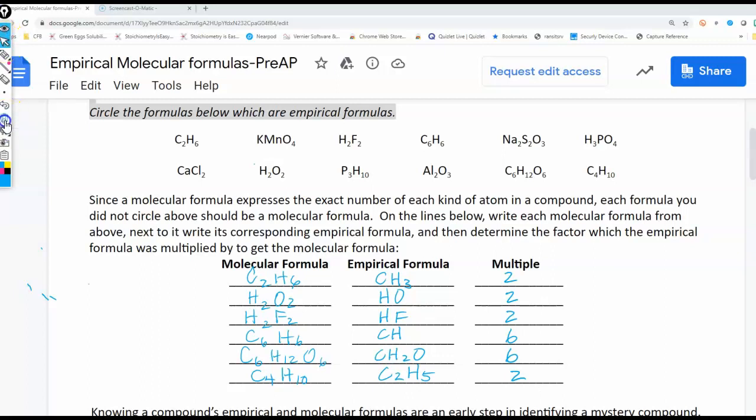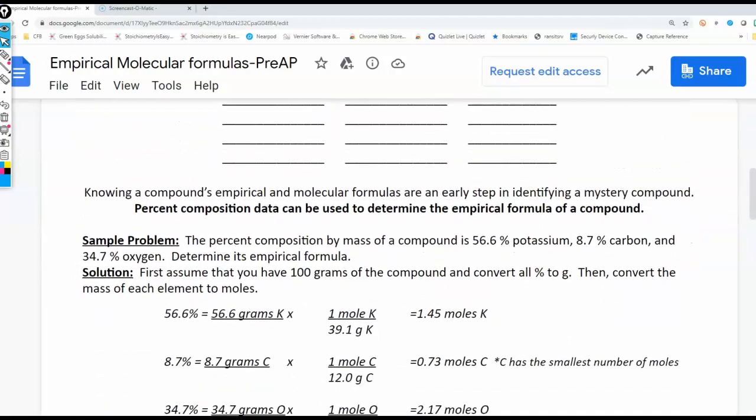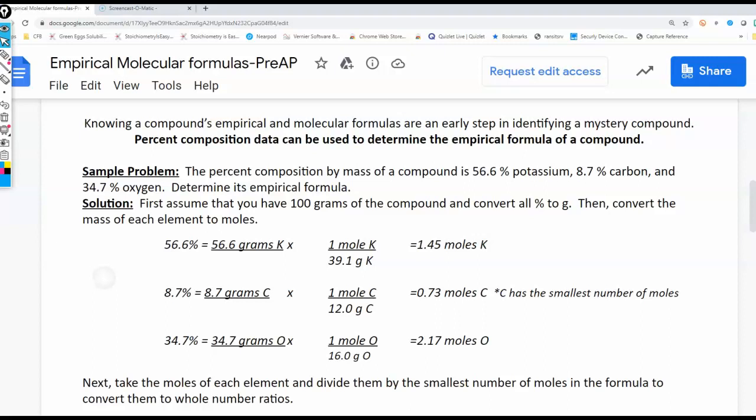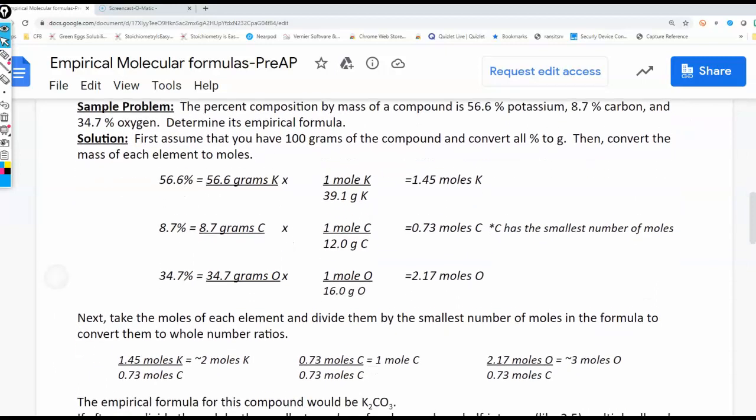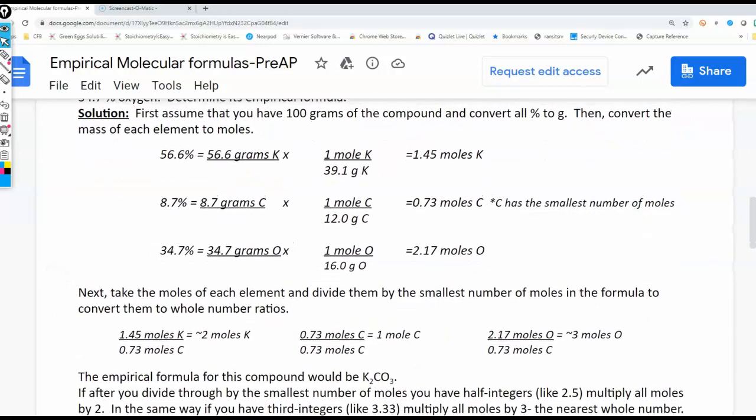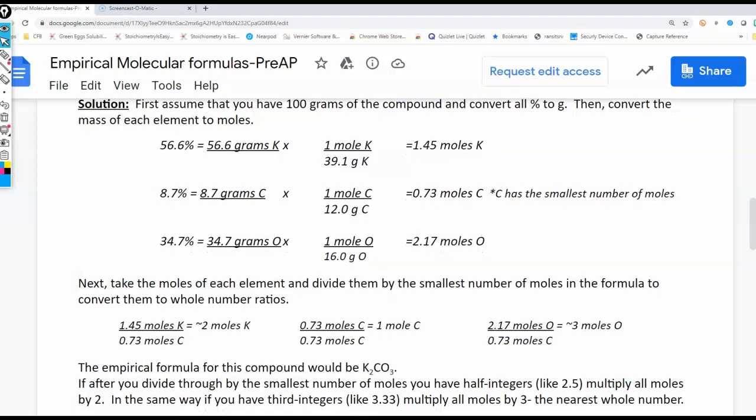Okay, so now that we've got the idea that these two things are interwoven with each other, there's a little bit of sample calculations here which goes back over the steps we take to make sure that we understand how to find the empirical formula from a percent composition, and that's what we're specifically looking at today. So here is our example. We're assuming that we have 100 grams of the compound, so we converted all percents into grams.